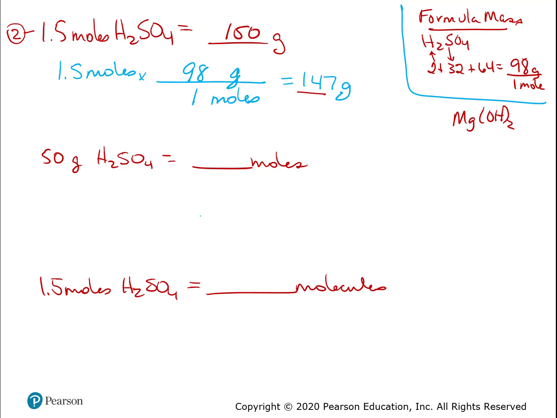So same thing with this one. It's using the same one. So 50 grams times in a line. What unit goes on the bottom? Grams, right? The unit that I'm given goes on the bottom. The unit I want to find goes on top.